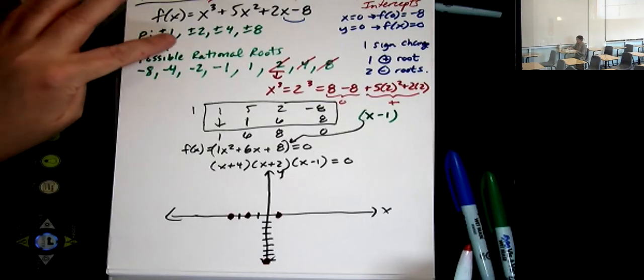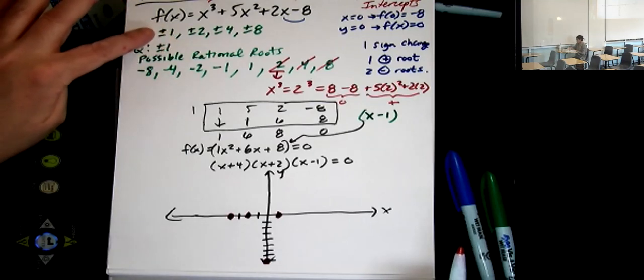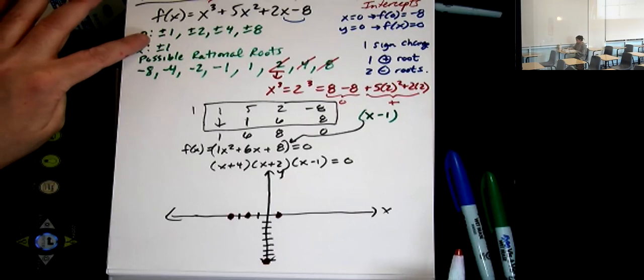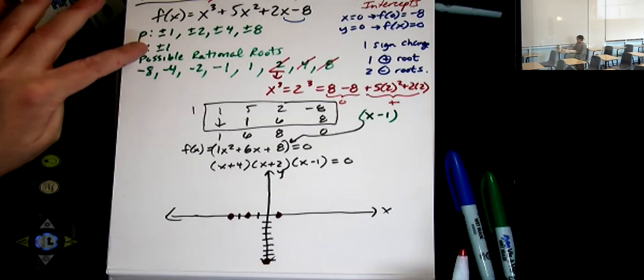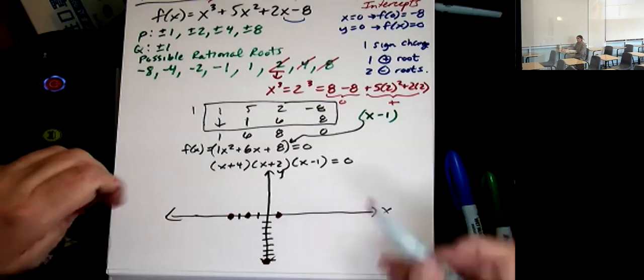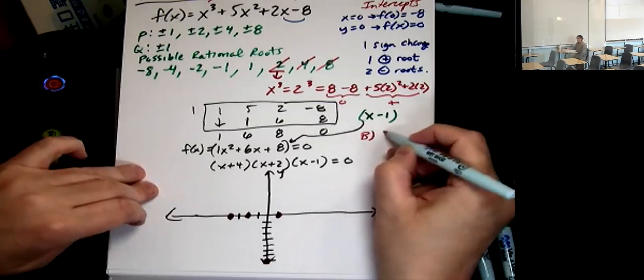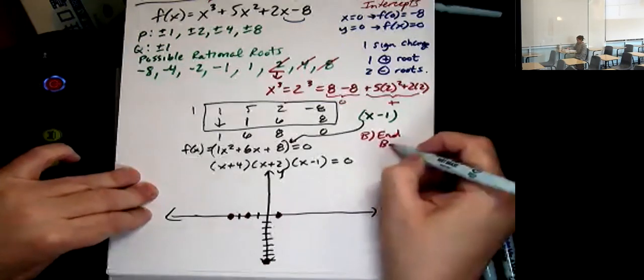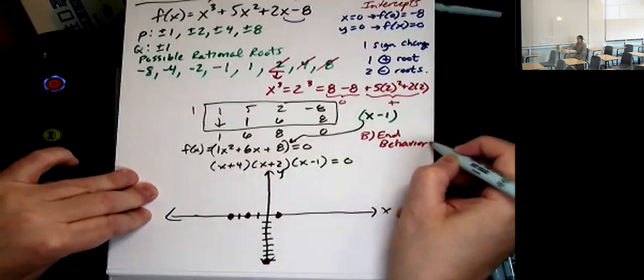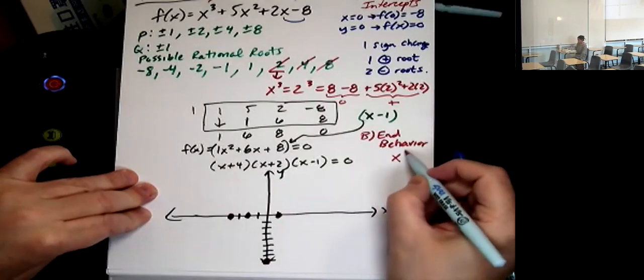The leading term is 1x cubed. So what we do after we have the intercepts is we've got to look at end behavior. That's part B, end behavior, which depends entirely on that leading term. We have x cubed.